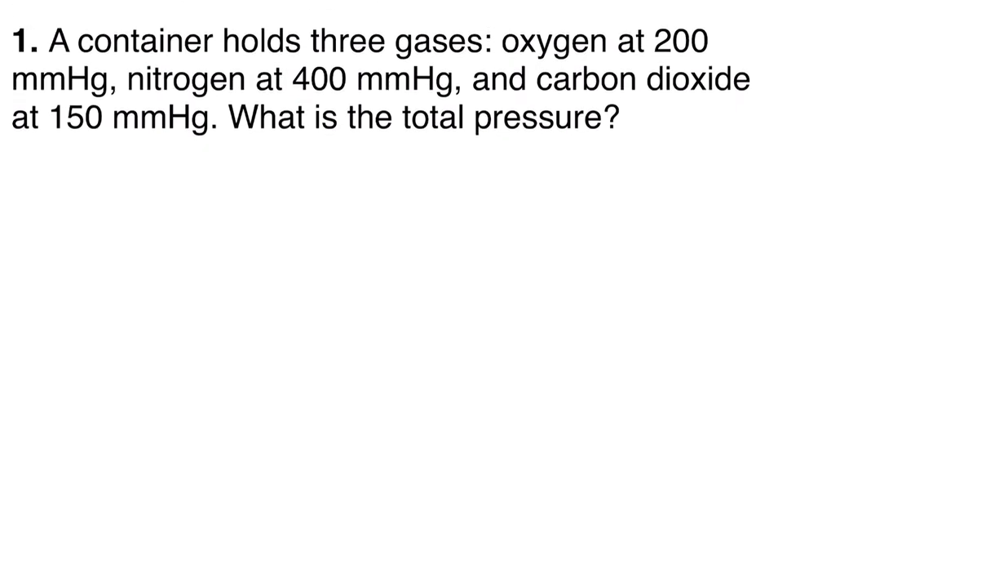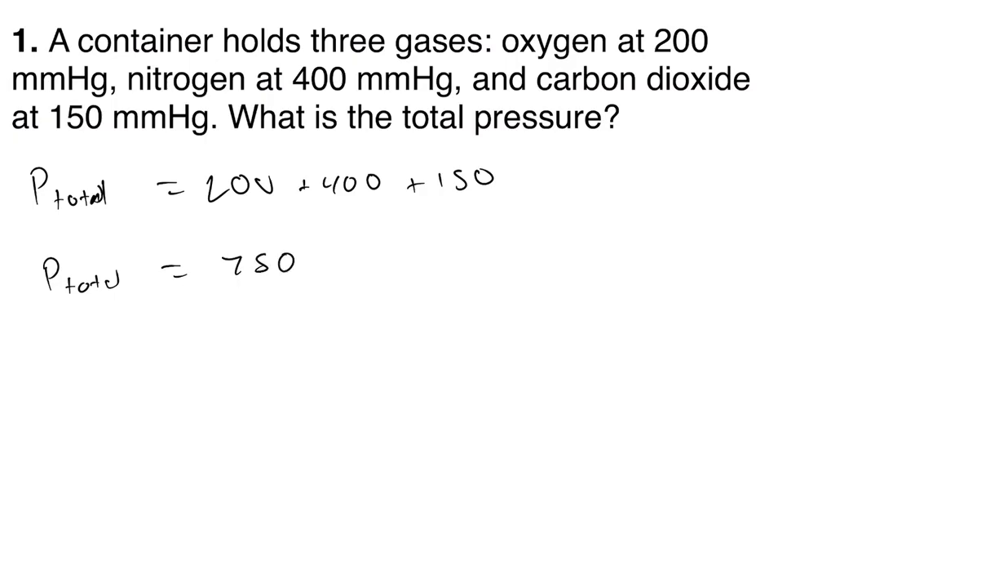A container holds three gases: oxygen at 200 millimeters of mercury, nitrogen at 400 millimeters of mercury, and carbon dioxide at 150 millimeters of mercury. What is the total pressure? So P total is going to be equal to 200 plus 400 plus 150 millimeters of mercury, and P total is going to be 750 millimeters of mercury.